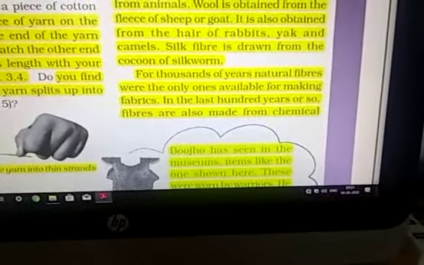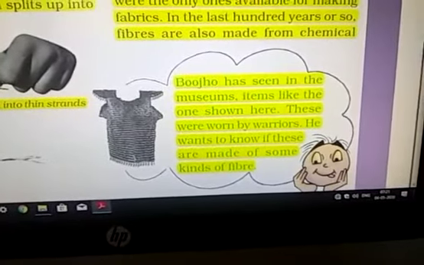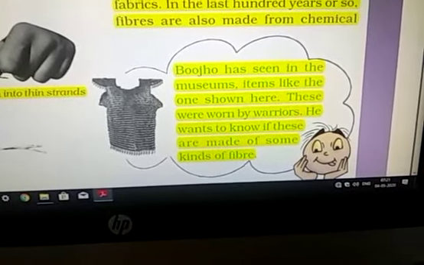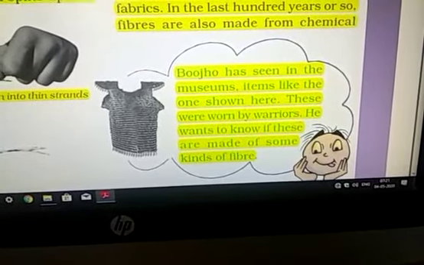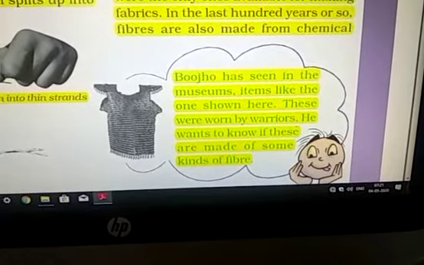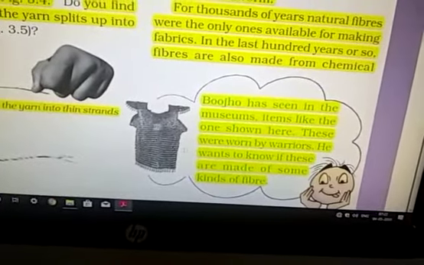Along with this, if you go to a museum, you will see some special type of dresses there. In olden times, these types of dresses were worn by the warriors. They are made up of metal wires. So this is the example of a warrior dress.